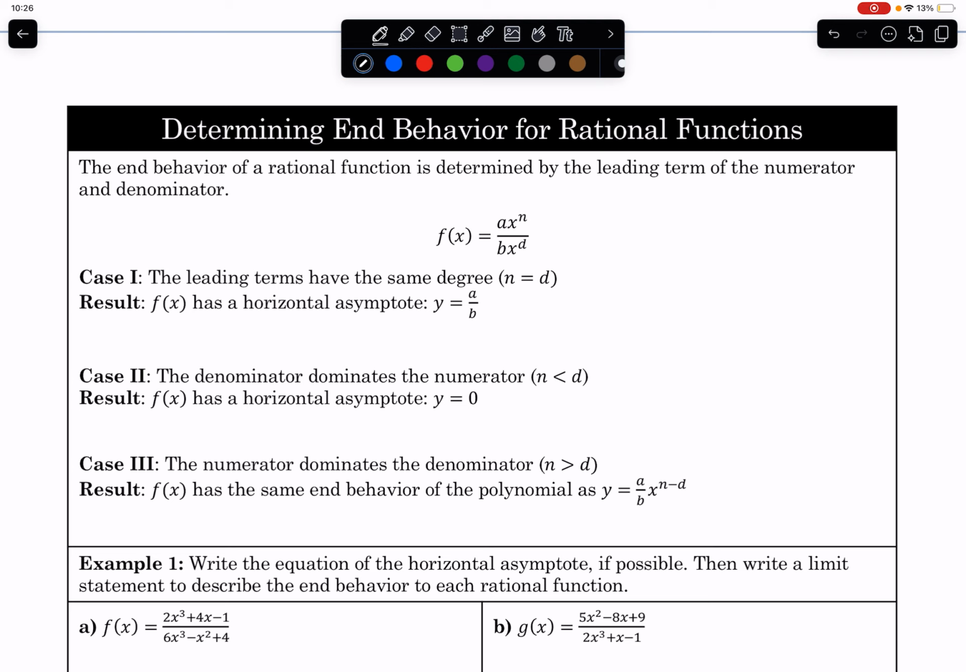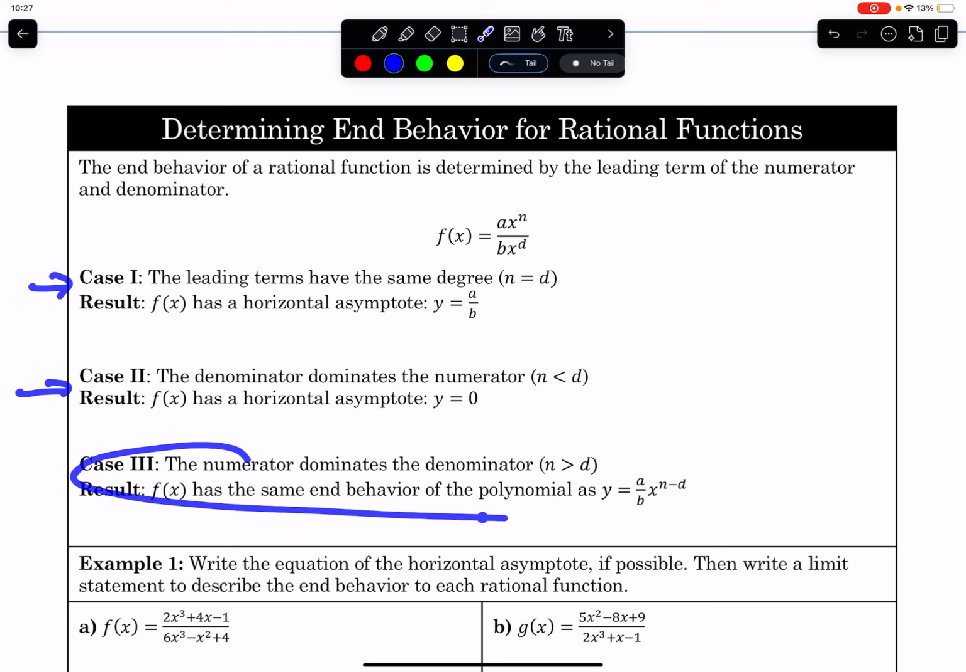So ignoring everything else and only focusing again on the leading terms of both the numerator and denominator, there's going to be 3 cases that result in 3 different types of horizontal asymptotes, okay? Because the first 2 are horizontal, the other one is not a horizontal asymptote, this case 3. Let's look at the first case.